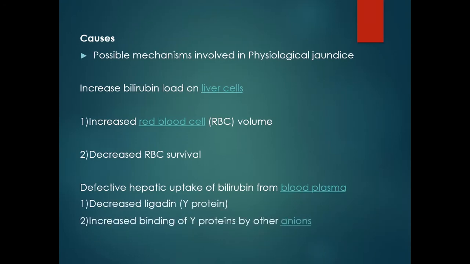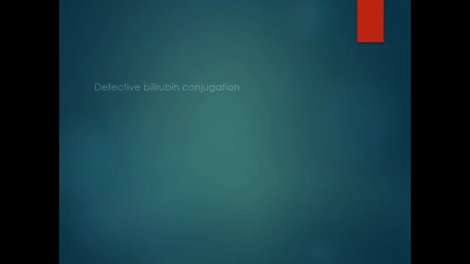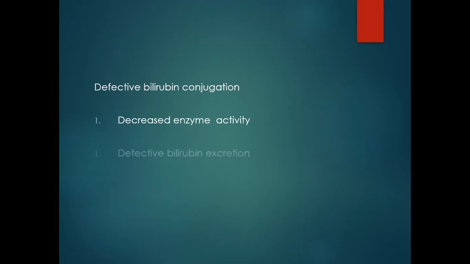Ineffective hepatic uptake of bilirubin from blood plasma happens when there is decreased ligandin, which is Y protein, and increased binding of Y protein by other anions, and defective bilirubin conjugation, which can happen due to decreased enzyme activity or defective bilirubin excretion.